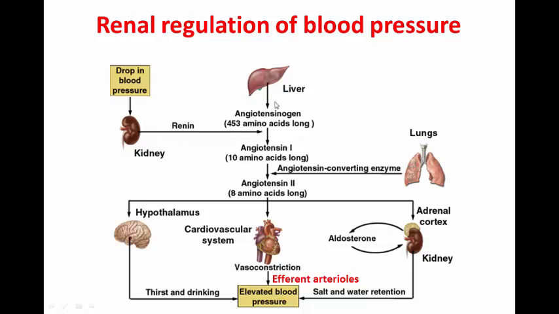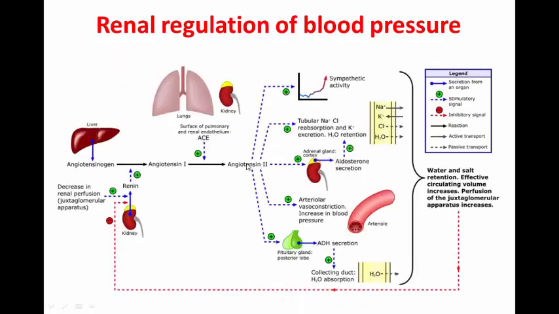Renin acts on angiotensinogen released from the liver into the blood, converting angiotensinogen into angiotensin 1. Then as angiotensin circulates and reaches the pulmonary circulation, in the capillaries of the pulmonary circulation there is the angiotensin converting enzyme, converting angiotensin 1 into angiotensin 2. Angiotensin 2 then has several effects. It enhances the sympathetic activity. It stimulates tubular sodium and chloride reabsorption and potassium excretion. And when sodium and chloride reabsorption is increased, water follows, resulting in water retention, hence blood volume increases.